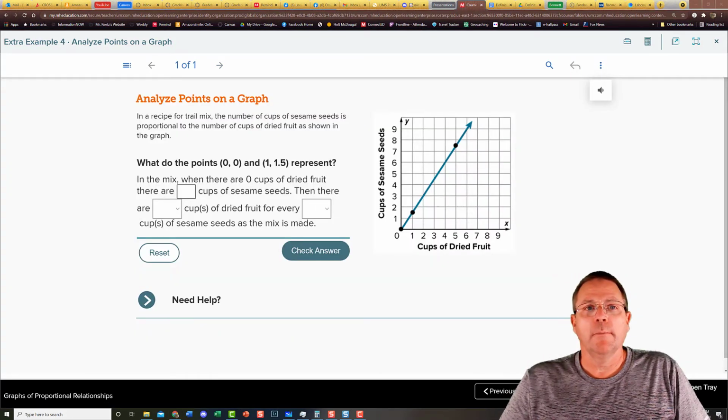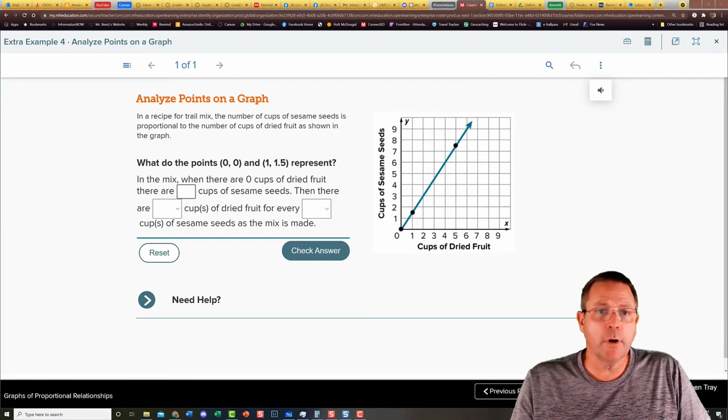Now you take a minute, pause the recording, read this problem, and solve it to the best of your ability. Check your answers.